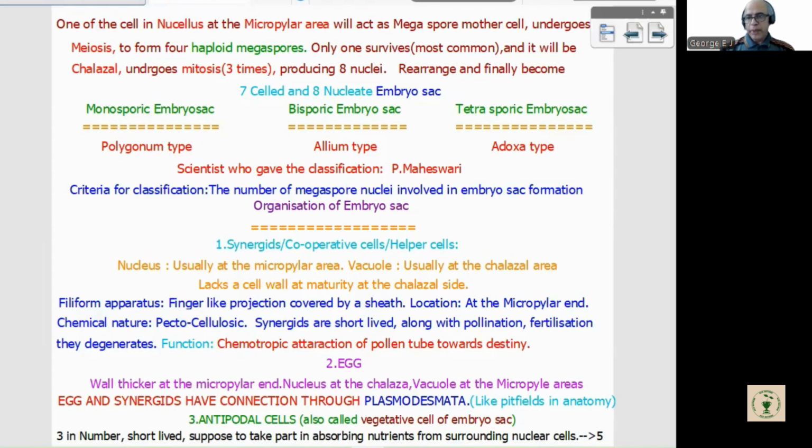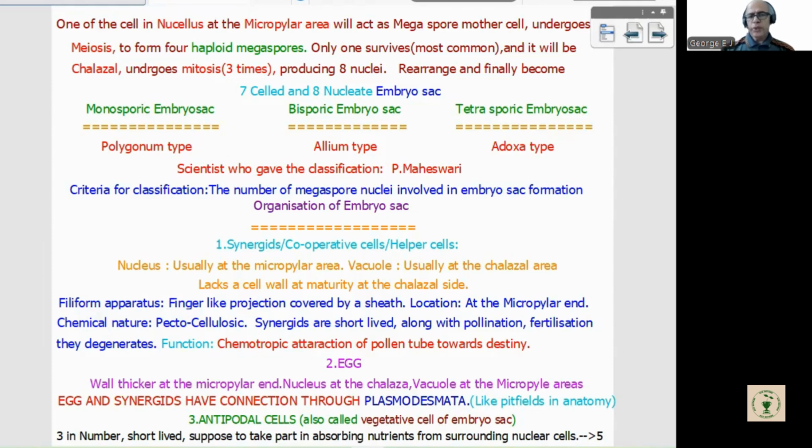And this we can compare with the sieve tubes and companion cells in phloem, which we studied in anatomy. Likewise, we can compare pit fields. Here it is plasmodesmata, through which the egg and synergids will be connected. The third structure is the antipodal cells, which are otherwise called the vegetative cell of the embryo sac, because in Polygonum also there is a vegetative cell. Here, the vegetative cell of the embryo sac, female side.